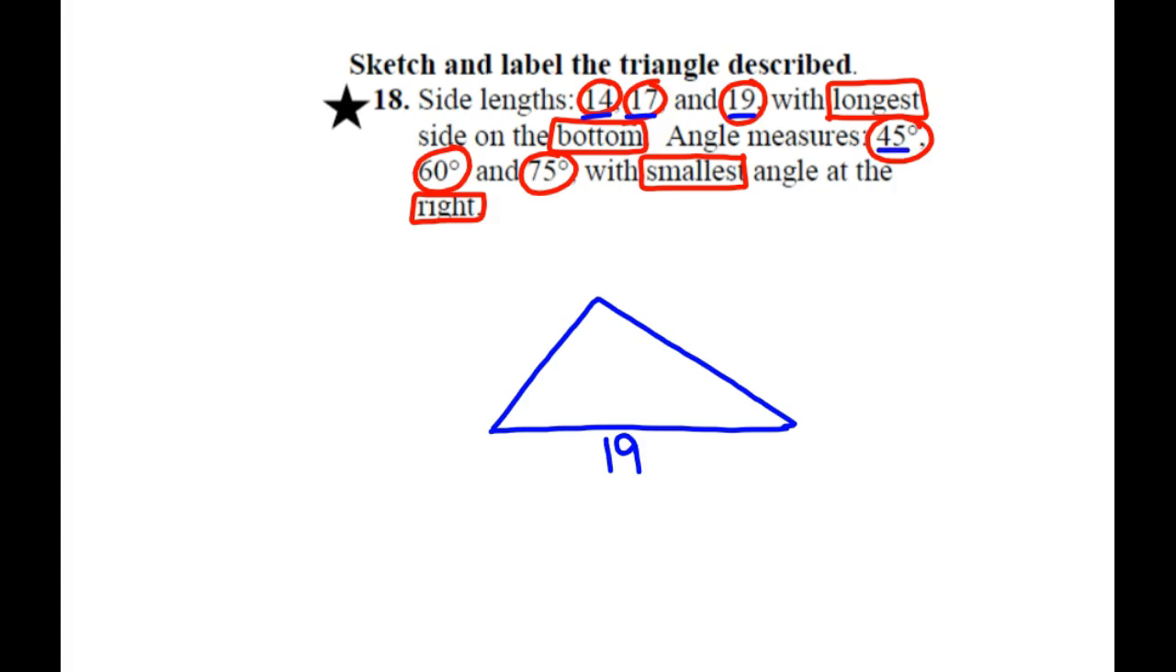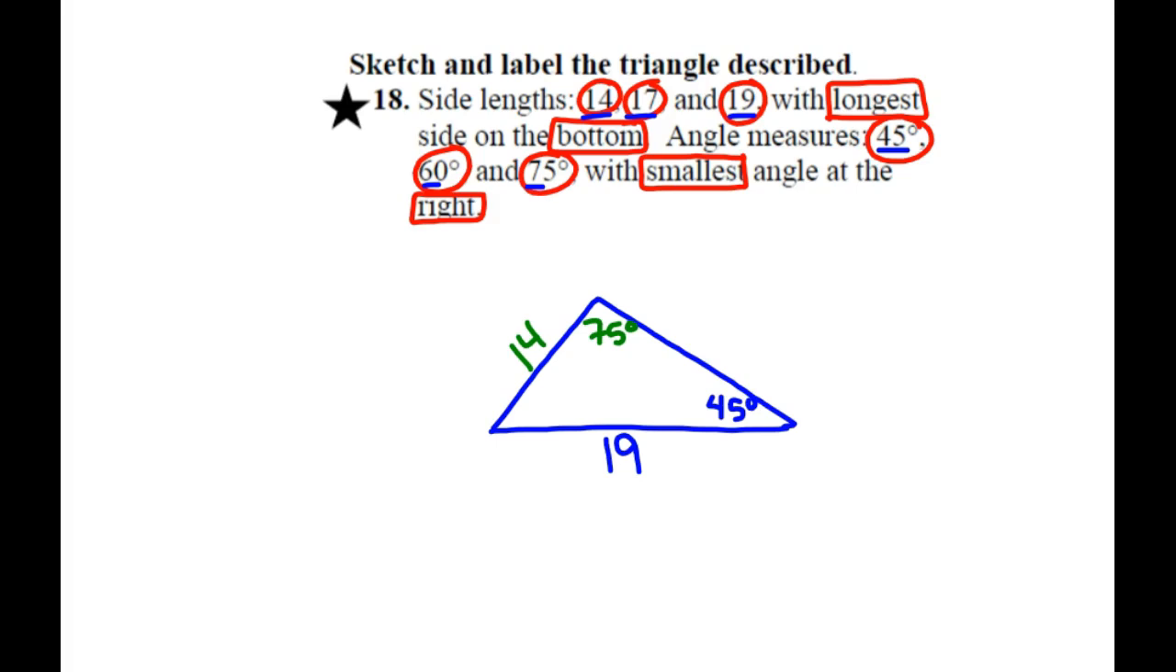Now we look at our angles. We have 45, 60, and 75. The smallest angle has to be on the right side. Well, of 45, 60, and 75, the smallest number is 45, so that goes on the right. Now we have to figure out the rest of our places. Remember from the previous problems, across from my biggest side is where we're going to put our biggest angle. So our biggest angle is 75 degrees, so that goes there. Across from my smallest angle, I'm going to put my smallest side.